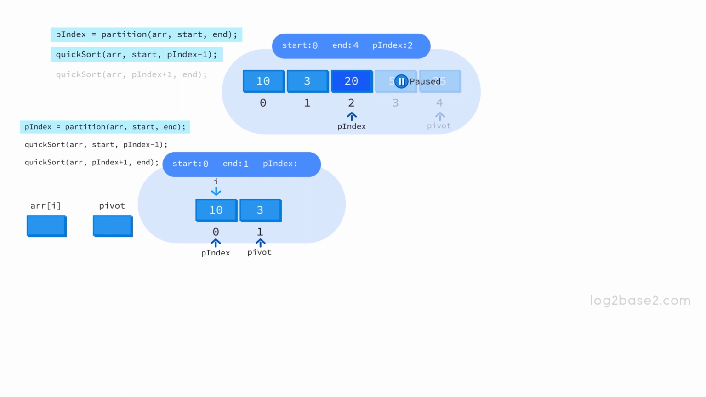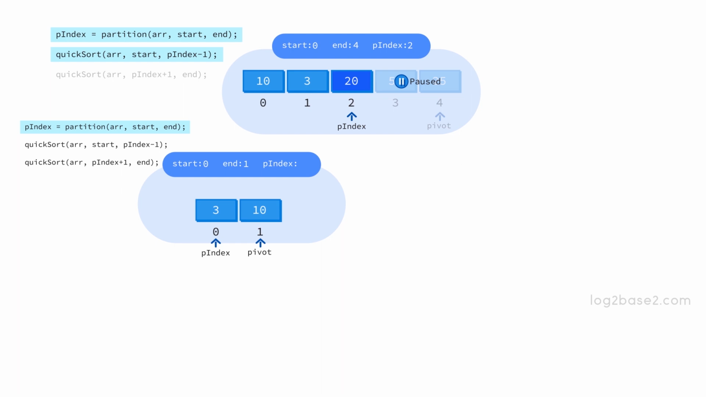That is, compare 10 is less than 3, and it is not. So, there will be no swap needed. Hence, p index will point the same index. Now, the array is completed. Finally, we need to swap ARR of p index and ARR of end. So swap 10 and 3.